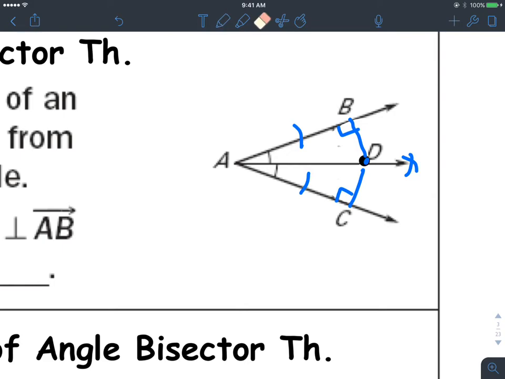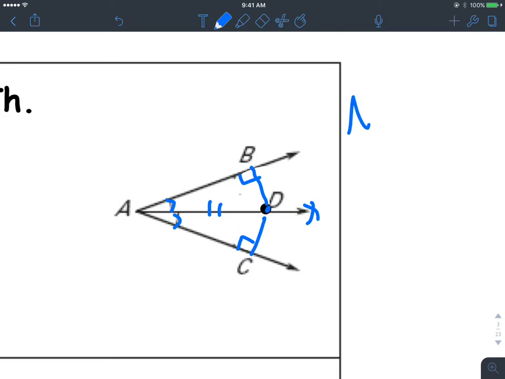Notice also you have a shared side going on, and then also we know it's an angle bisector. So if you look at these two triangles that we're making there, it looks like you got two angles and a side, so that'd be angle, angle, side. And that proves that those two triangles are congruent.